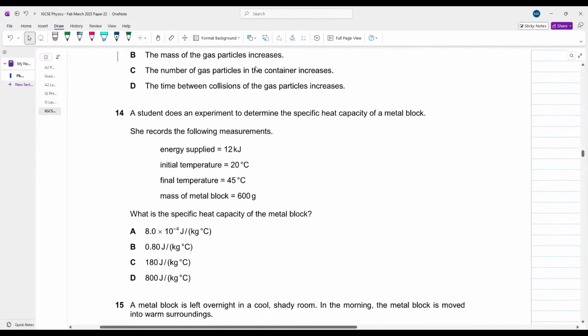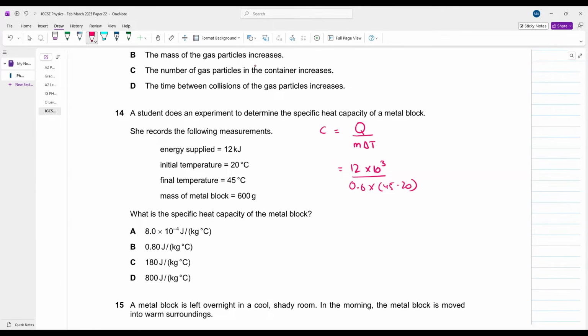A student does an experiment to determine the specific heat capacity. What is the formula of specific heat capacity? Energy Q divided by M into change in temperature. What is energy? 12 kilojoules. 12 into 10 to the power of 3. Mass क्या है बेटा? 600 grams converted into 0.6 kg. What will be your change in temperature? Final minus initial. 45 minus 20. What does your specific heat capacity come out to be? 800 joules per kg degree centigrade. D is your answer. Perfect.